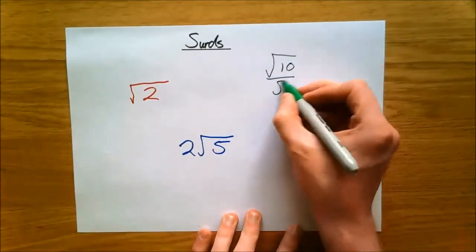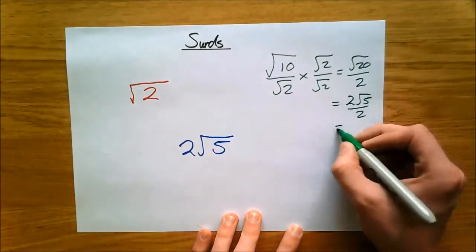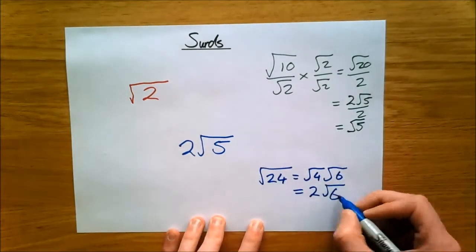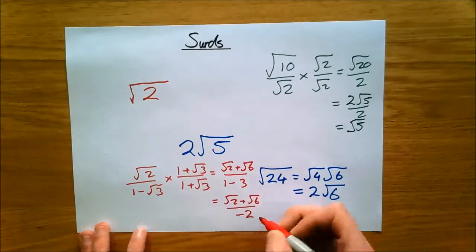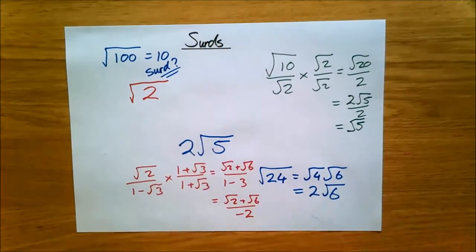When we hear the word surds, we tend to think of square roots, although surds can also include cube roots, fourth roots, fifth roots, etc. However, for Core 1, we only deal with surds that are square roots.